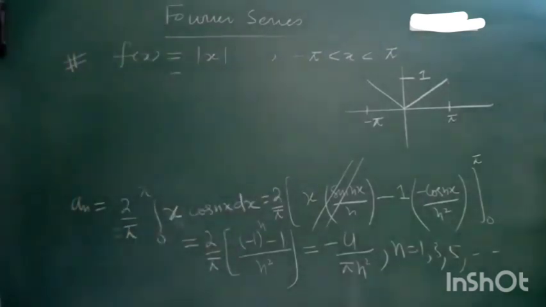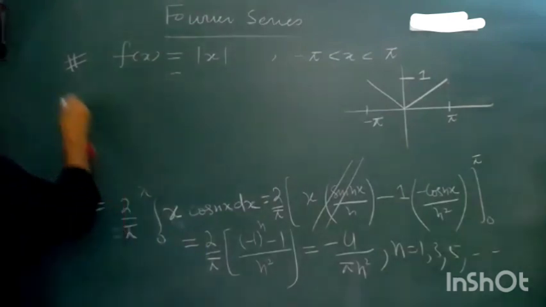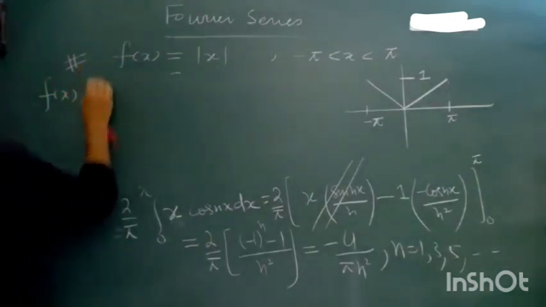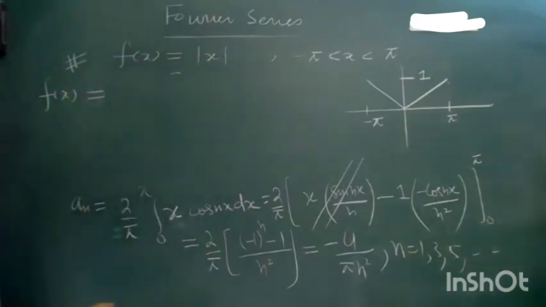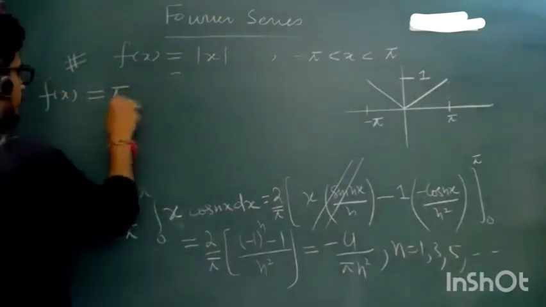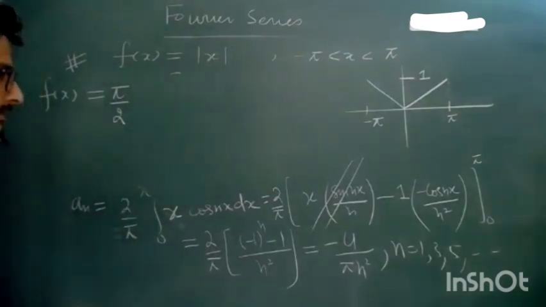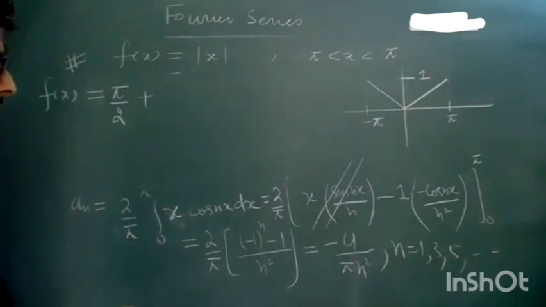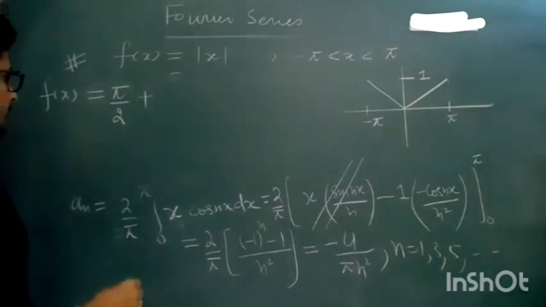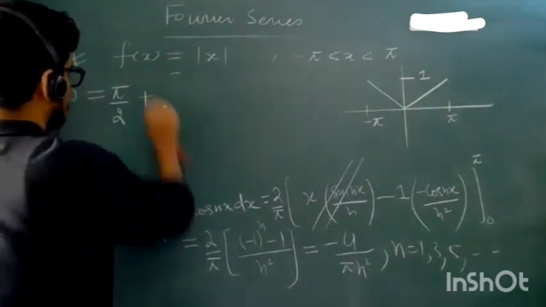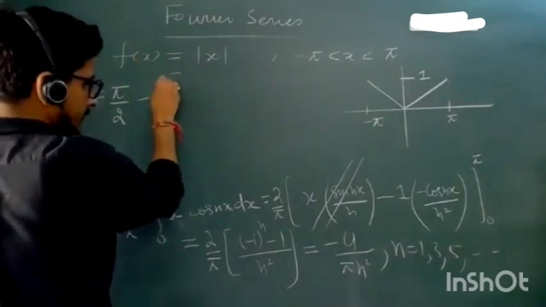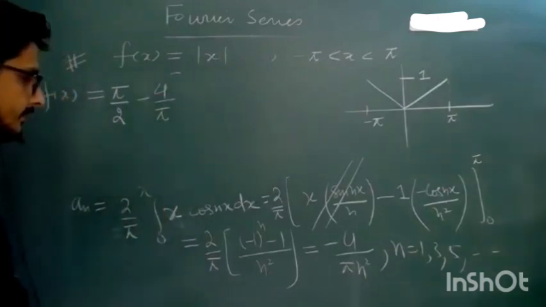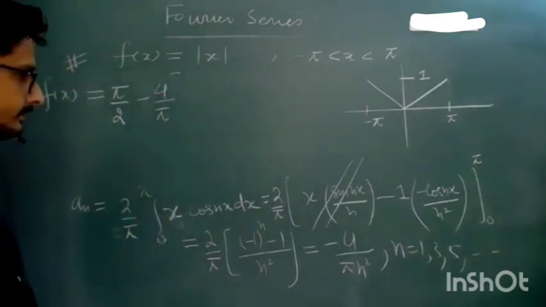And what is the series now? So f(x) is equal to a0/2, which is π/2, plus an, which is -4... So the minus will get cancelled because there is one minus term in front of the second one.